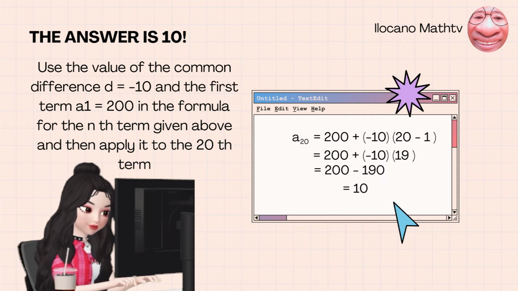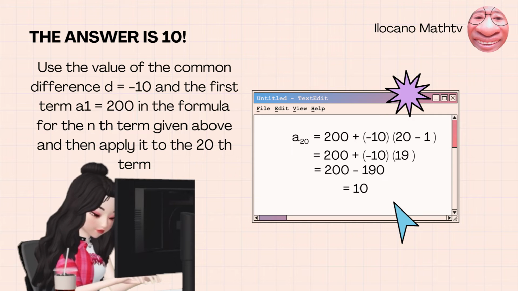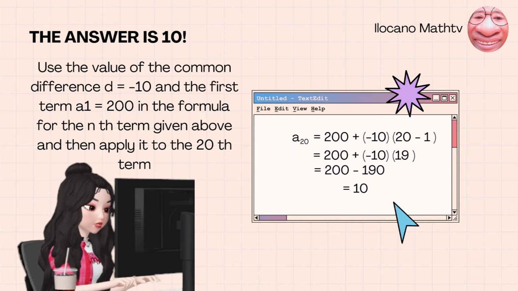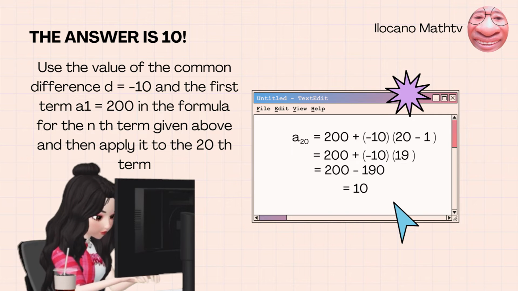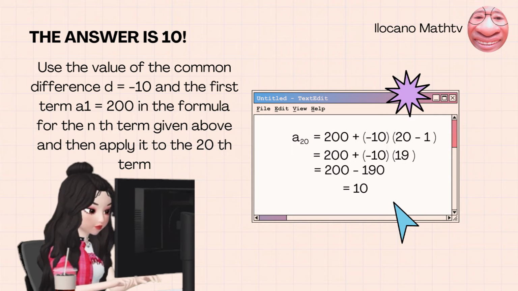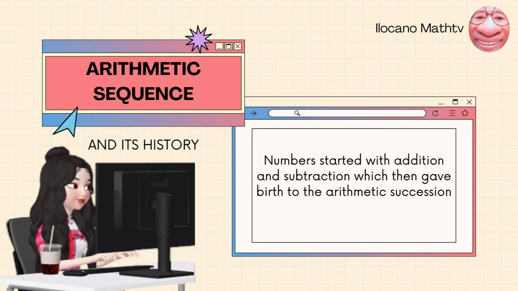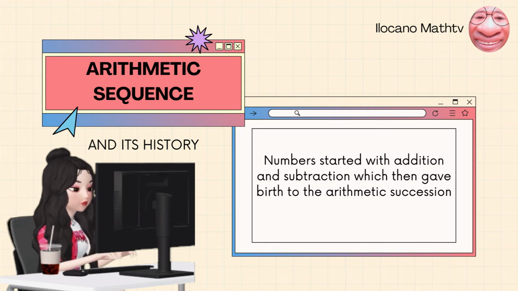The answer is 10. Why? Use the arithmetic formula, then solve it to get 10. Use the value of the common difference D equal to negative 10 and the first term A equal to 200 in the formula of the nth term of an arithmetic sequence.